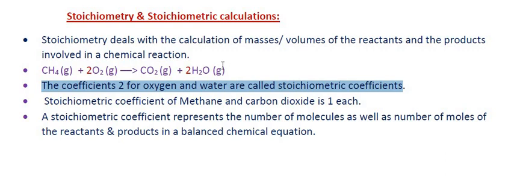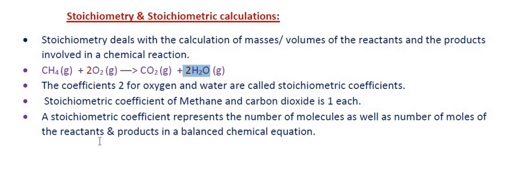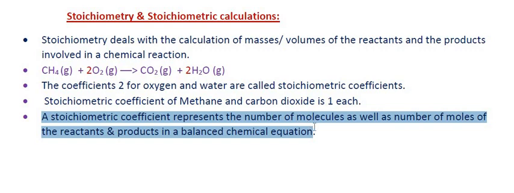So what does this chemical reaction convey to us? It says that the stoichiometric coefficient for methane is 1, for oxygen it is 2, for carbon dioxide it is 1, and for water it is 2. So a stoichiometric coefficient represents either the number of molecules or the number of moles of the reactant and the product in a balanced chemical equation. See the last point over here.